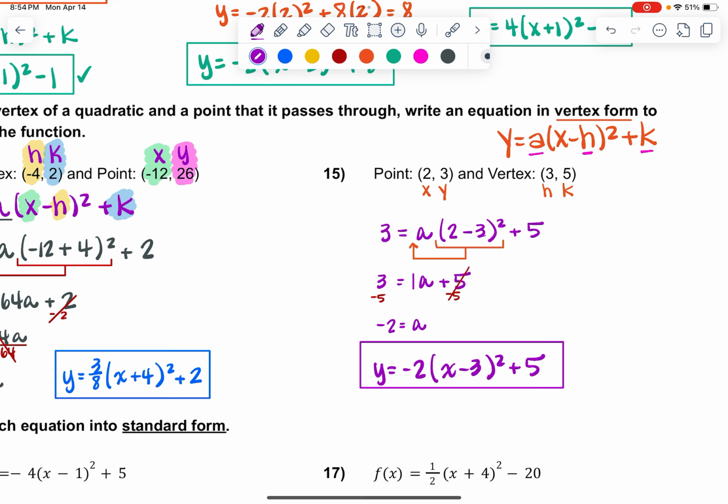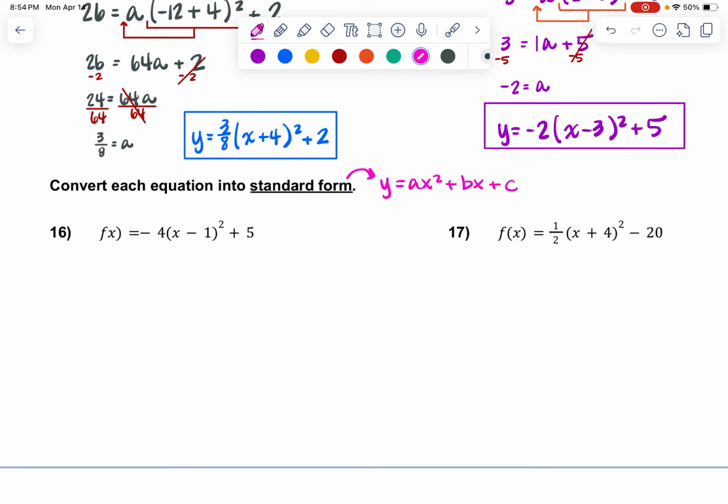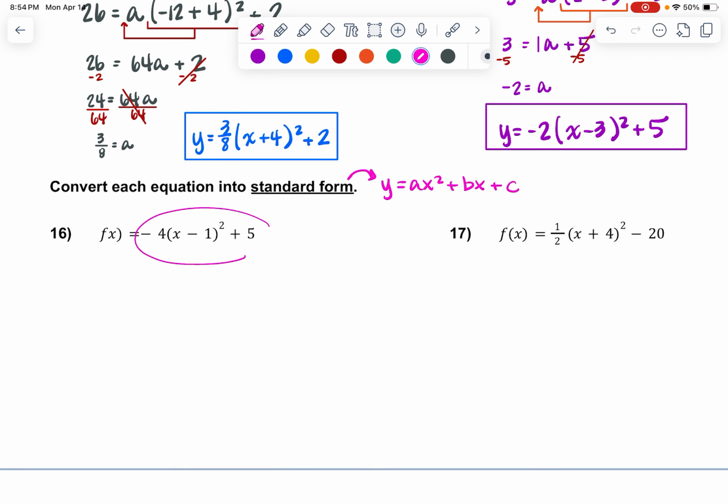Okay. All right. The next two questions are converting into standard form. So remember what standard form is. I'll write it in pink. Standard form is y equals ax squared plus bx plus c. So it doesn't have any parentheses in it. That's kind of how you know, right? We need to get rid of the parentheses.